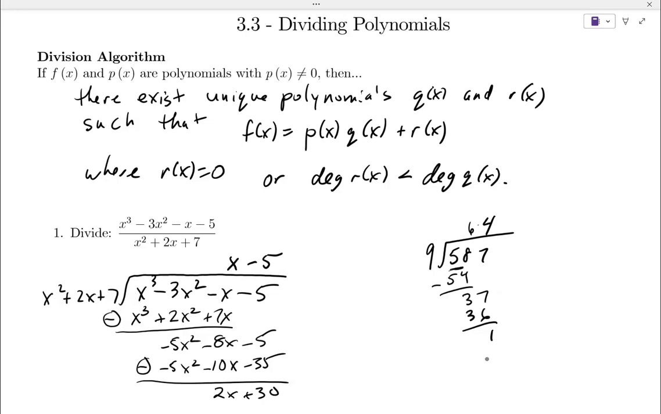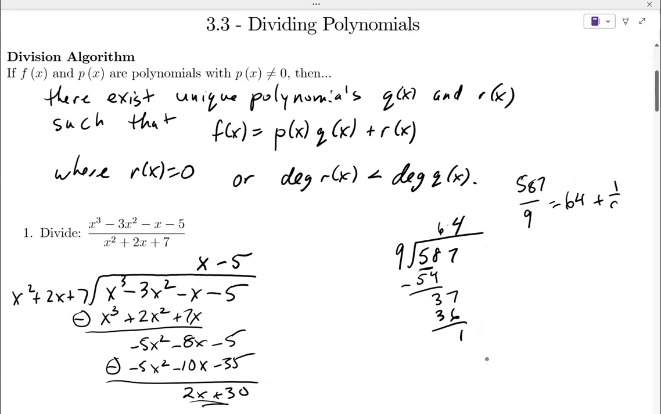Okay? So this is the remainder. Does that make sense? That's how we know we're done. Now, there's a couple of ways we could have done this one. This one's written to us as a fraction. So over here, if you were trying to redo 587 over 9, 64 was the whole part, right? And then you would have a 1/9 left over. If you wrote it as a mixed number, you wouldn't put the plus sign, right? But that's what a mixed number means, right?